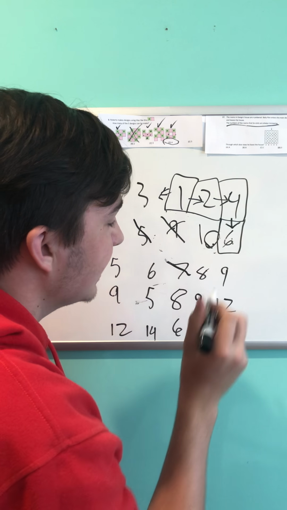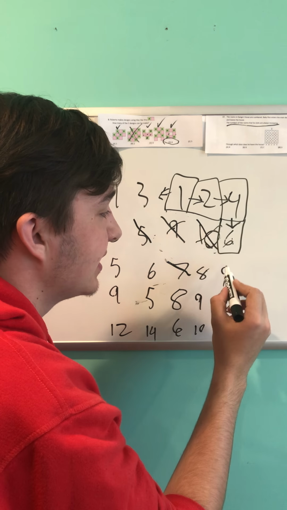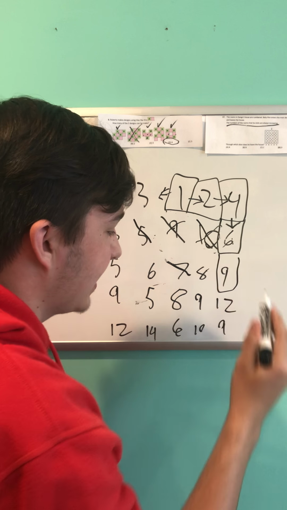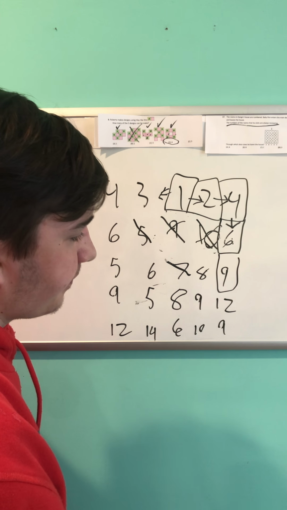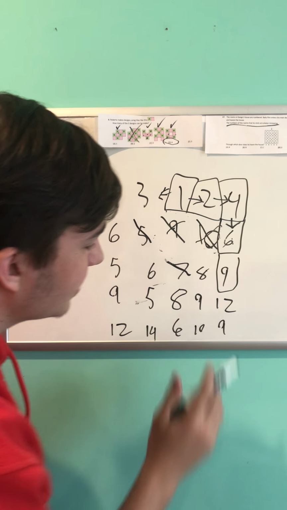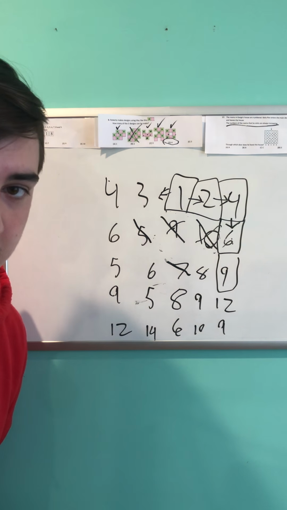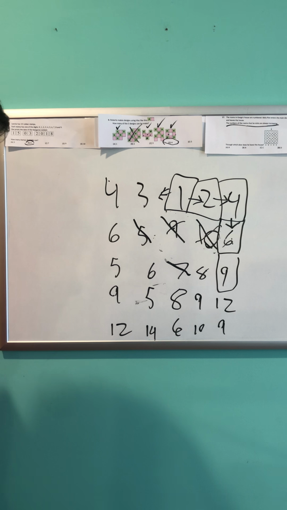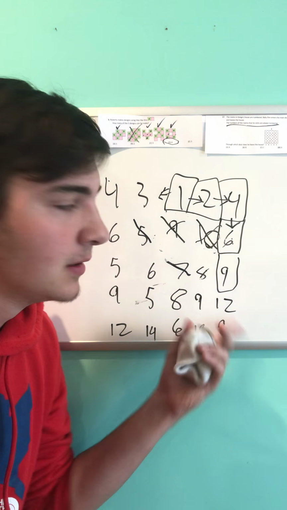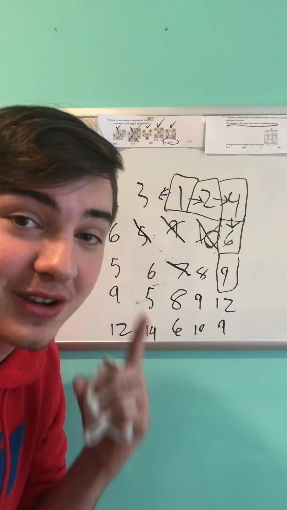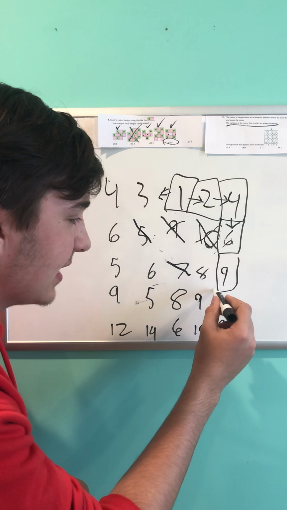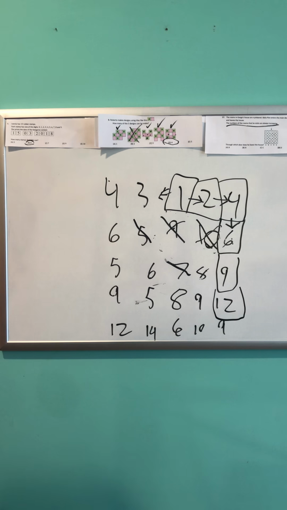Now we have 10 and 9, but we know last time we went to 10, we got tricked. So this time let's go to 9, because it is bigger than 6. Now we have 2 numbers that we can go to, 12 or 8. Which one do you guys want to go to? Let's try going to 8. Wait a second, we can't, because 8 is smaller than 9. So we can't go there, and that leaves us to 12, right?